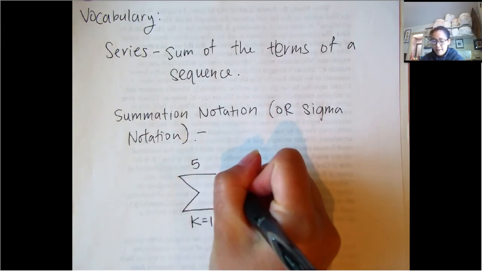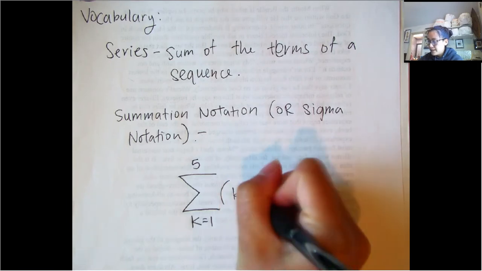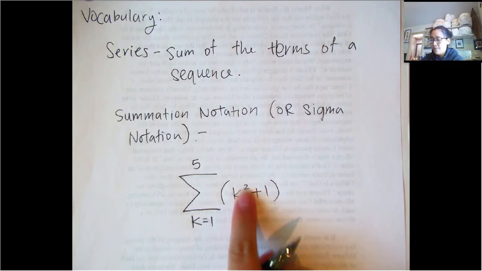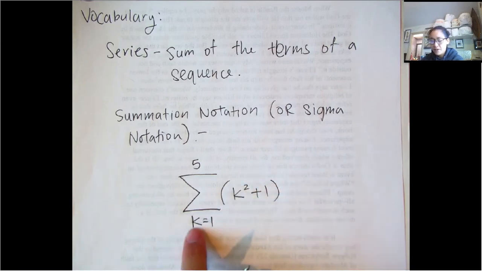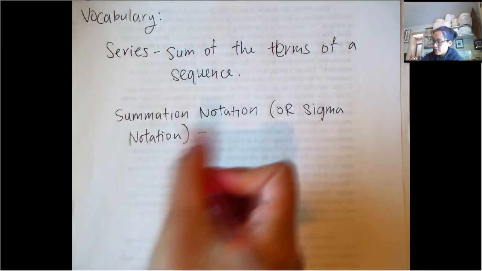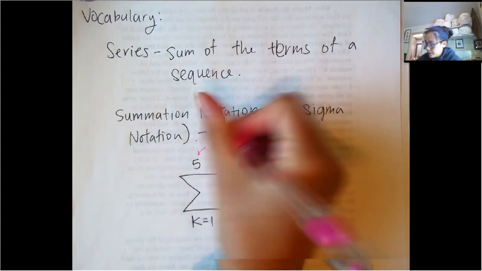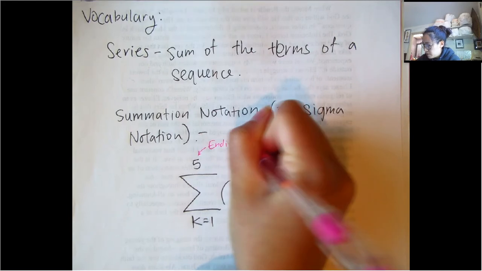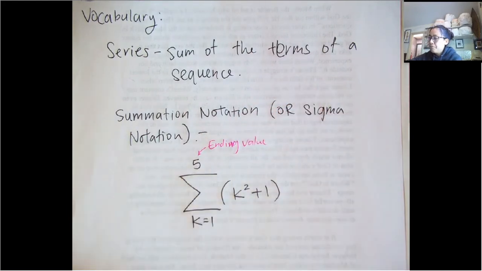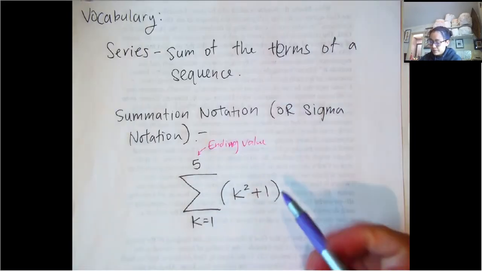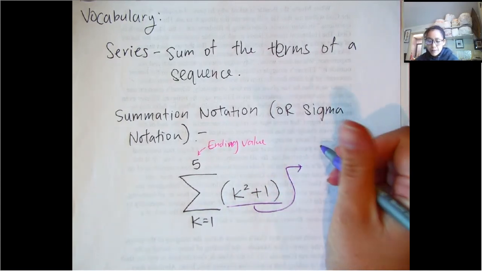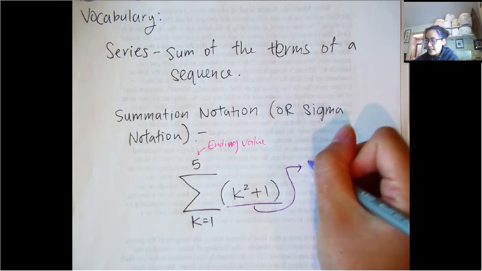And then k squared plus 1. This is just going to be our example function. In general, the variable that you're going to use is the variable that's right here. So I'm going to go ahead and describe what each of these are. This is your ending value. And this is going to be the rule or expression for substituting values from the index. And the index is this right here.